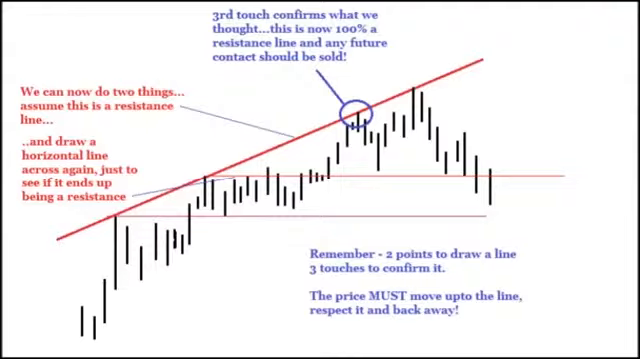The second touch of that red resistance line, what we can also do is draw a horizontal line across, because there is an element of guessing where the resistance is going to be, and realistically we might not have got a third touch of that ascending resistance line. Because what might have happened, when you look at the bar that touched it the second time, we've drawn a red line across. The price might have gone downwards and not been able to get above that red horizontal line. Then that would have been resistance.